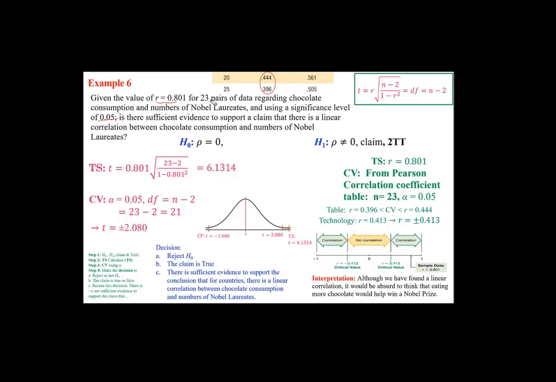We shouldn't, of course, forget the following. Although we have found a linear correlation, it would be absurd to think that eating more chocolate would lead to winning a Nobel Prize. The thing is, you can always find a correlation, but it may not mean anything; one may not cause the other. It's important to understand that. And so it is the test of hypothesis that is important to understand, what it tells us.